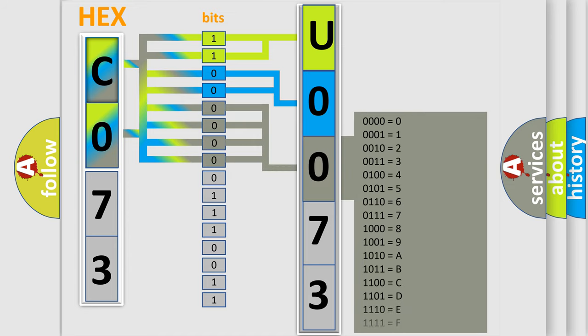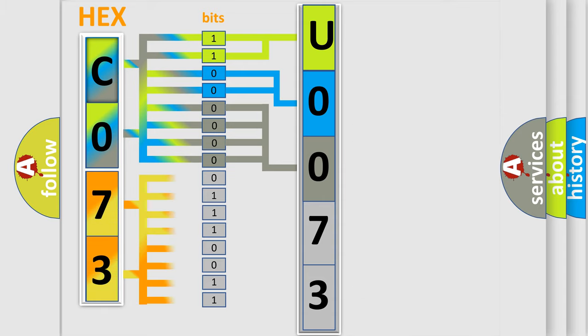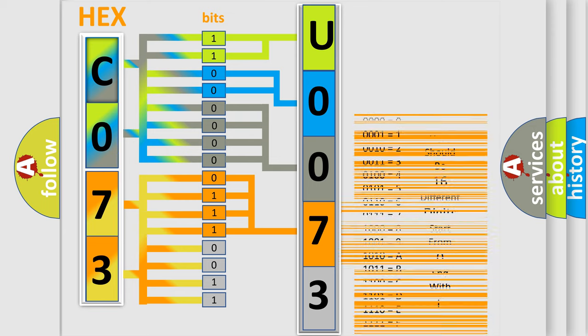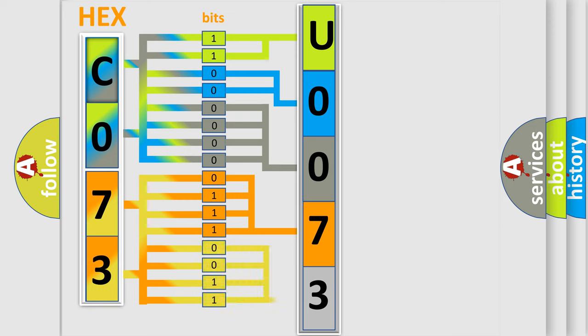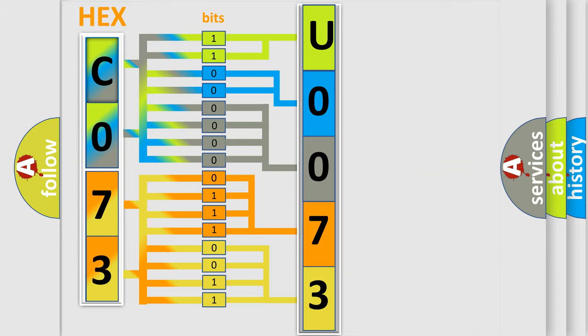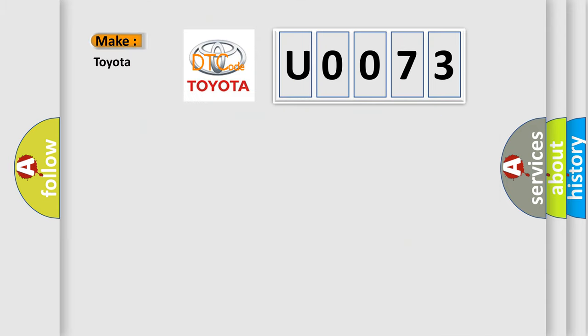The second byte is composed of a combination of 8 bits. The first 4 bits determine the fourth character of the code, and the combination of the last 4 bits defines the fifth character. A single byte conceals 256 possible combinations. We now know in what way the diagnostic tool translates the received information into a more comprehensible format. The number itself does not make sense to us if we cannot assign information to what it actually expresses. So, what does the diagnostic trouble code U0073 mean specifically for Toyota?